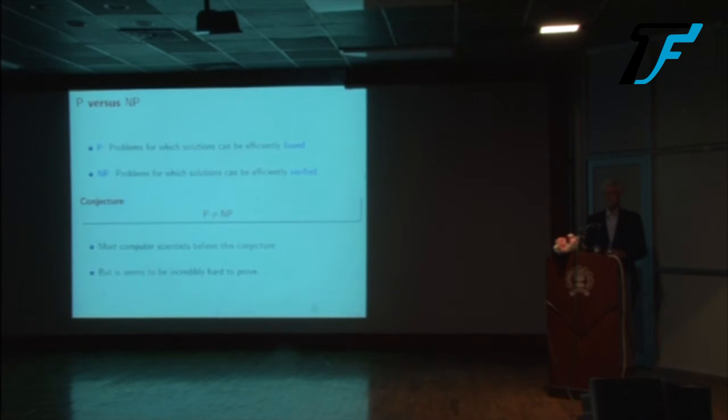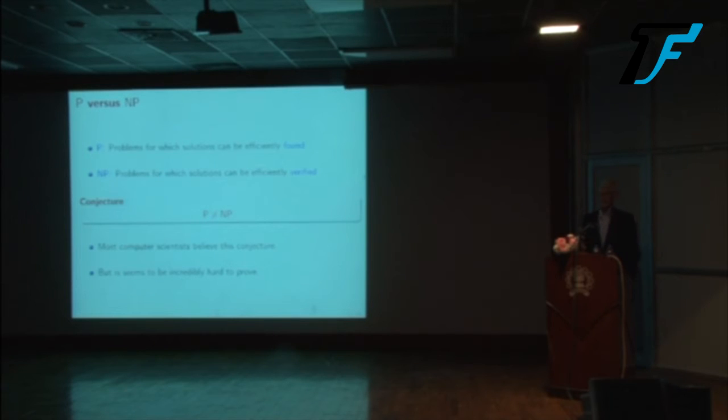So roughly, P are the problems for which solutions can be found efficiently, and NP are the problems for which solutions can be efficiently verified. Now the open question is whether every problem in NP is in fact in P. So if you can verify the solution easily when you find it, then in fact you can find it.